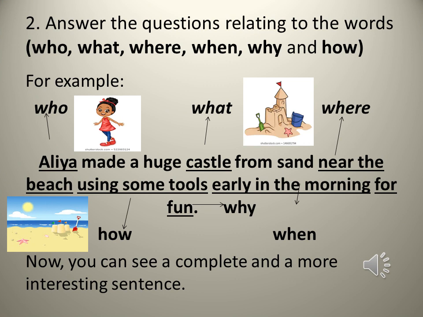The second way to make your sentences interesting is to answer the questions relating to the words who, what, where, when, why and how in your sentence. Let's look at the example where I have answered all these words and made a complete sentence. The sentence is, Alia made a huge castle from sand near the beach using some tools early in the morning for fun.